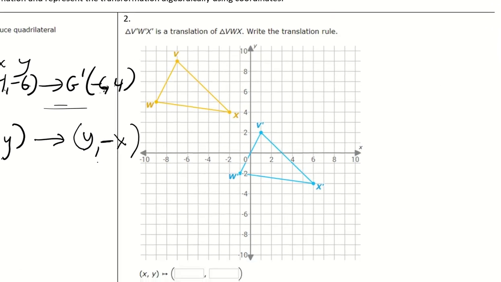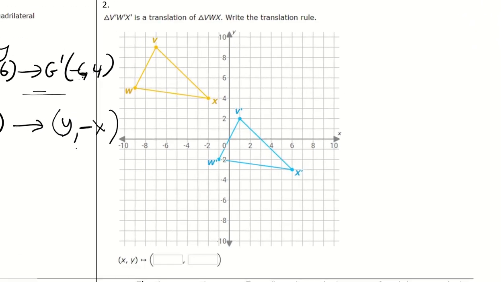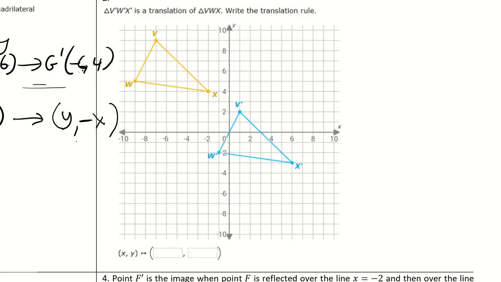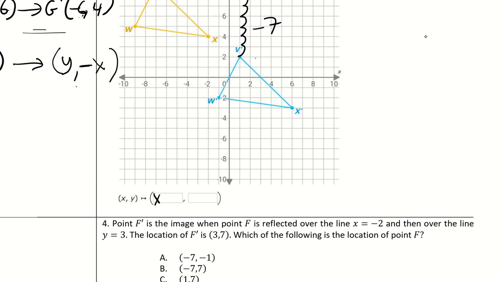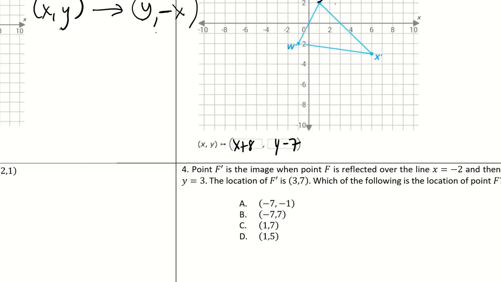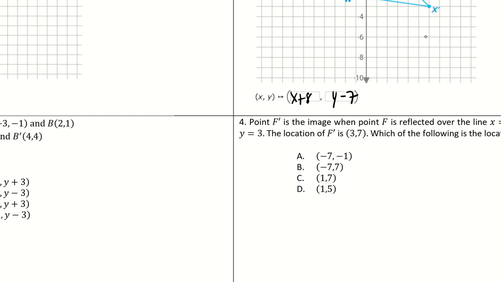All right, number 2, V prime, W prime, X prime is a translation. Write the translation rule. So we're going from V to V prime. Let's do that: 1, 2, 3, 4, 5, 6, 7, 8. So we're 8 to the right. 1, 2, 3, 4, 5, 6, 7, 7 down. So that means we're adding 8 to the x, and we're taking away 7, because 7 down is negative. And that's our translation rule. Pretty straightforward.